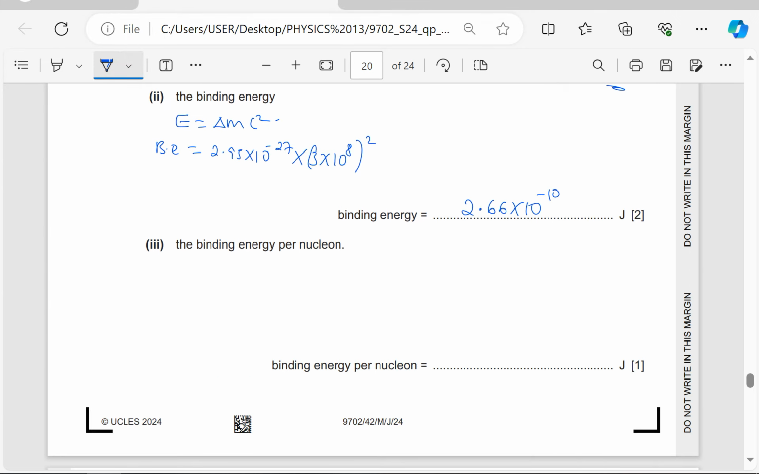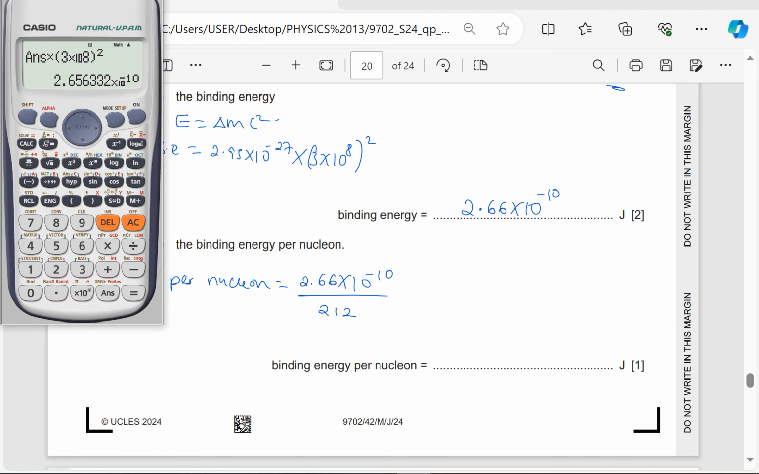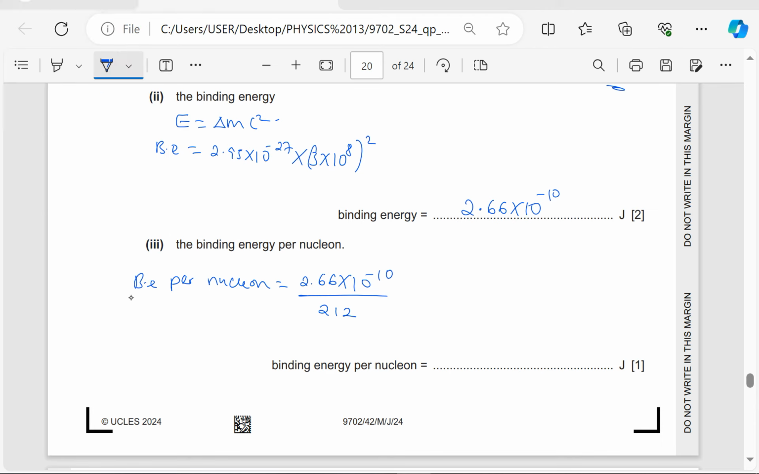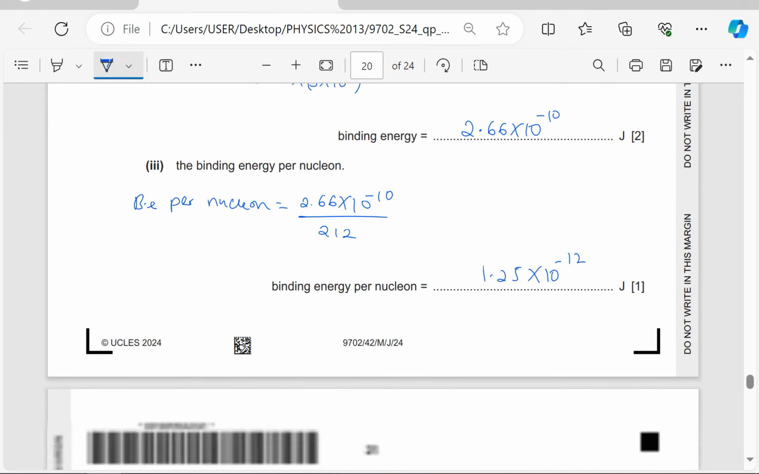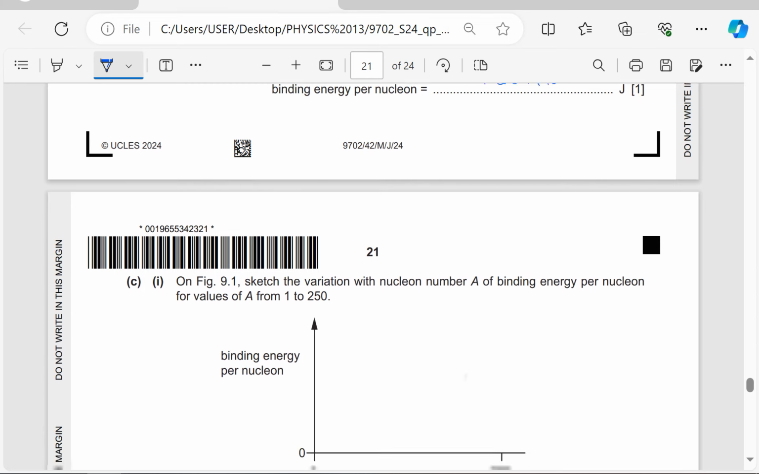Then we want binding energy per nucleon. So the binding energy per nucleon will be equal to the binding energy, which is 2.66 times 10 to the power of minus 10, divided by the nucleon number, which is 212. So it's approximately 1.25 times 10 to the power of minus 12. Okay. The examiner decides the tolerance.